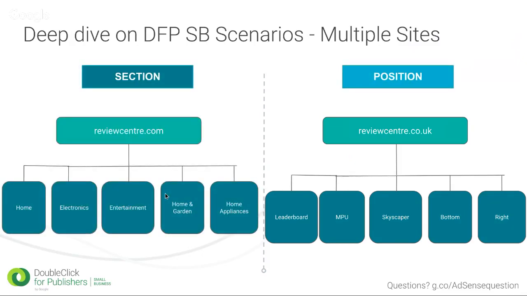So let's have a look at a deep dive on the two different scenarios with multiple sites. Our top level ad unit structure should be reviewcenter.com and reviewcenter.co.uk. In one example on the left, we've divided it up by sections. So we've got home, electronics, entertainment, and so on, matching the content of our site. And in the second example on the right, we've done the exact same with our reviewcenter.co.uk ad unit at the top, but perhaps our demand from this particular domain comes by position. So leaderboard, MPU, skyscraper, etc.